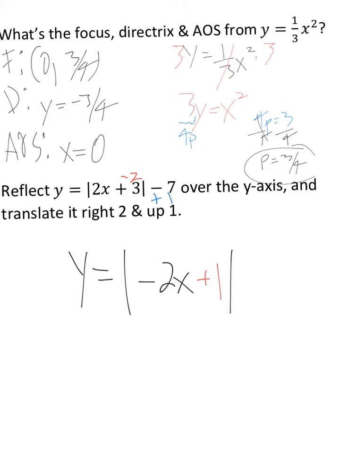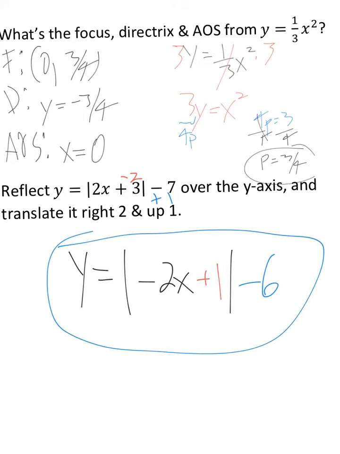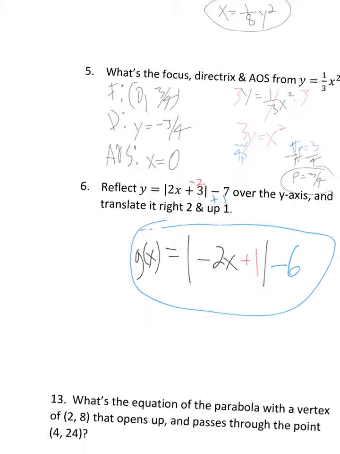So that'll be negative 6. And final answer. Oh yeah, typically we say f of x and then g of x. The original did say y equals, so it's not a big deal. But just because. All right, g of x. Okay, moving on.